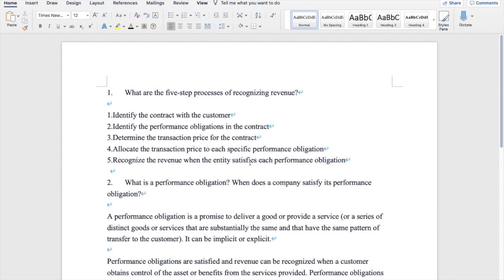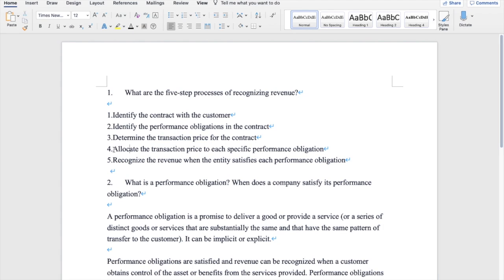The first question, what are the 5-step processes of recognizing revenue? So the first step is to identify the contract with the customer. The second step is to identify the performance obligations in the contract. Third is to determine the transaction price for the contract.